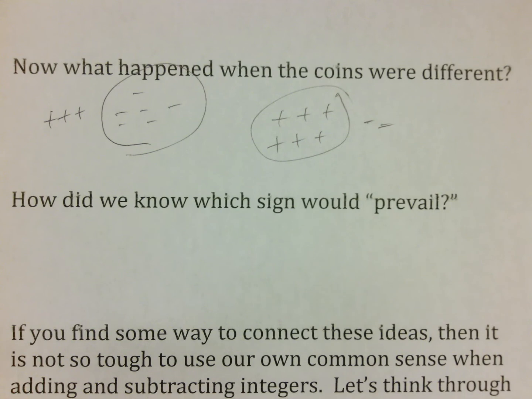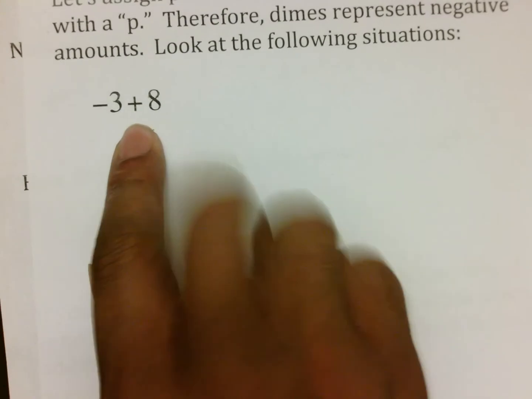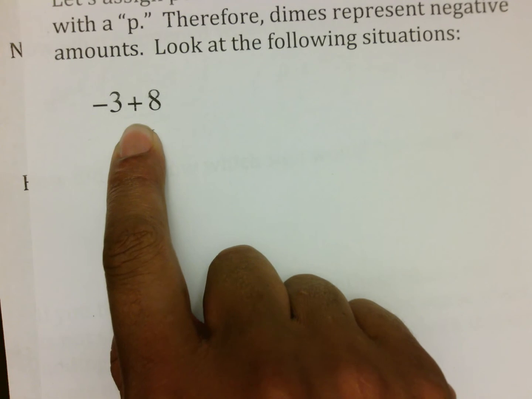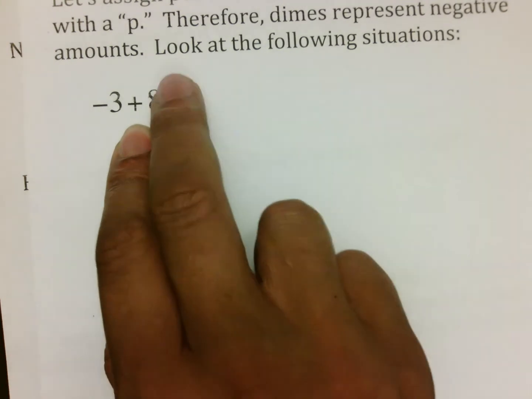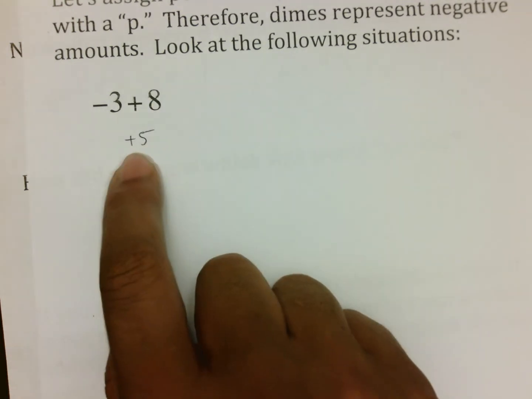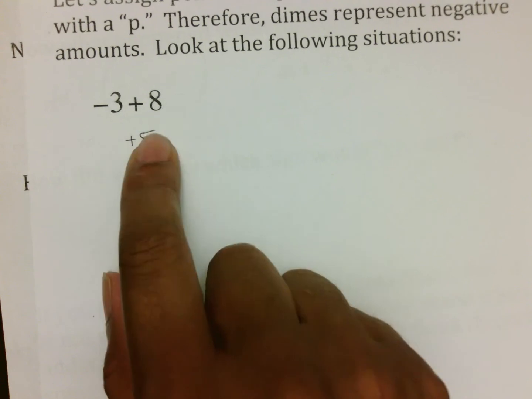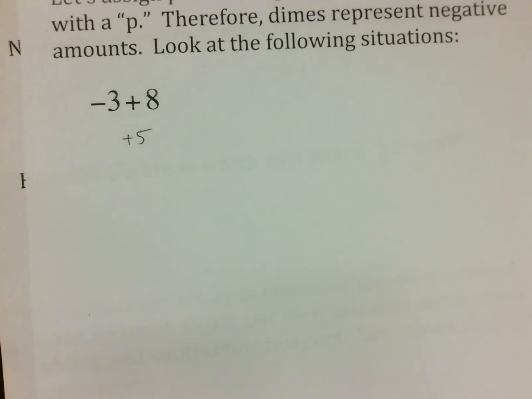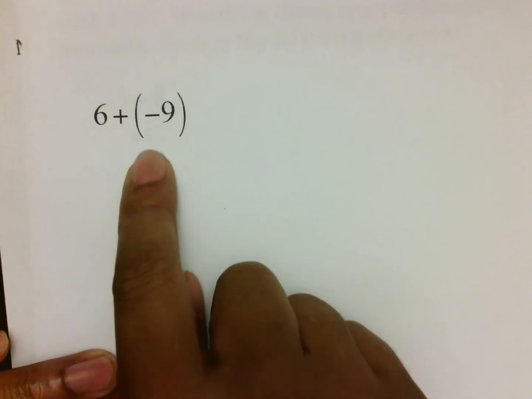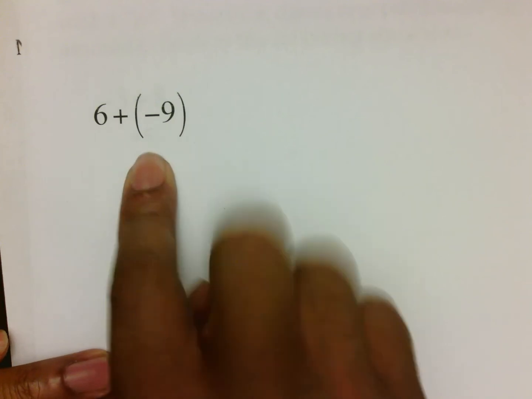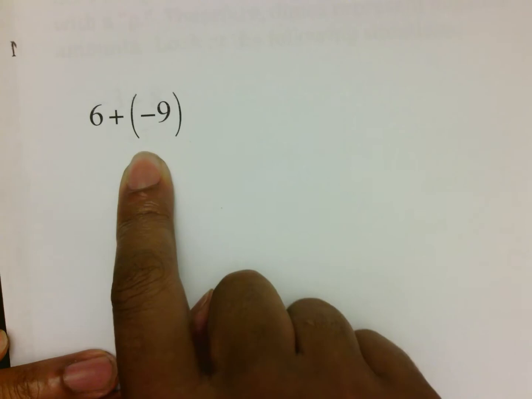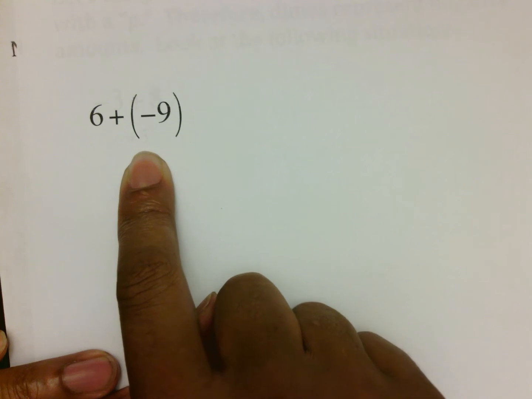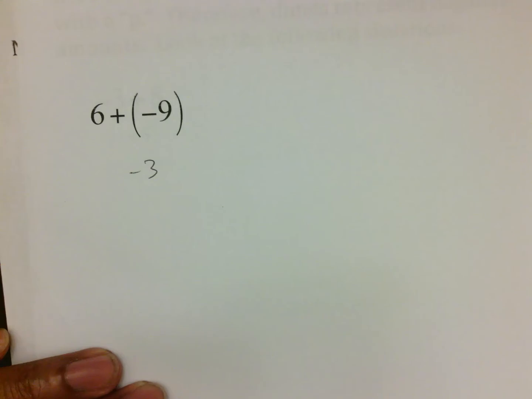So let me bring those questions back real fast. You had negative 3 plus 8. They don't like each other, so you subtract. 8 minus 3 is 5, and it should be positive because 8 is bigger, so that's where you got your positive 5 from. If you look at the one here, 6 plus negative 9, again the signs were different, so we subtract. 9 minus 6 as a group is 3. But because 9 is negative, you end up with a negative 3.